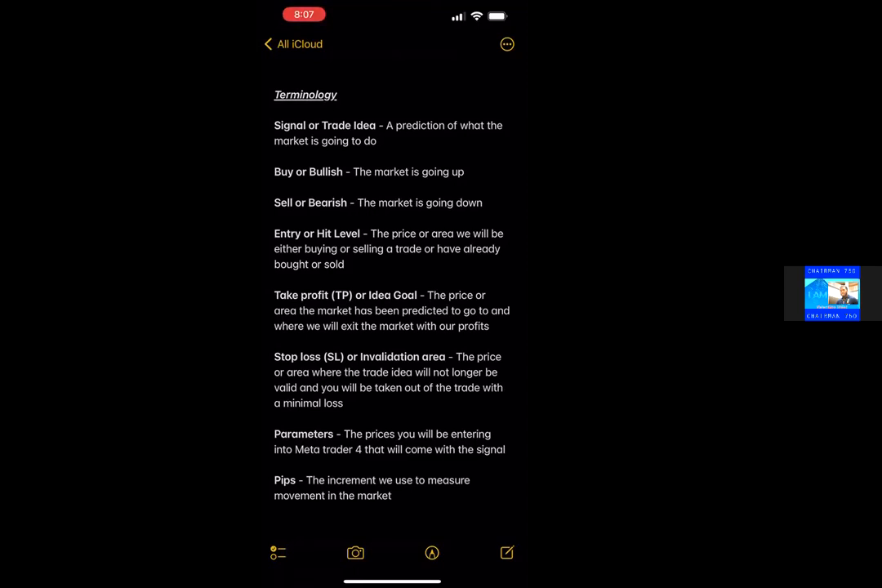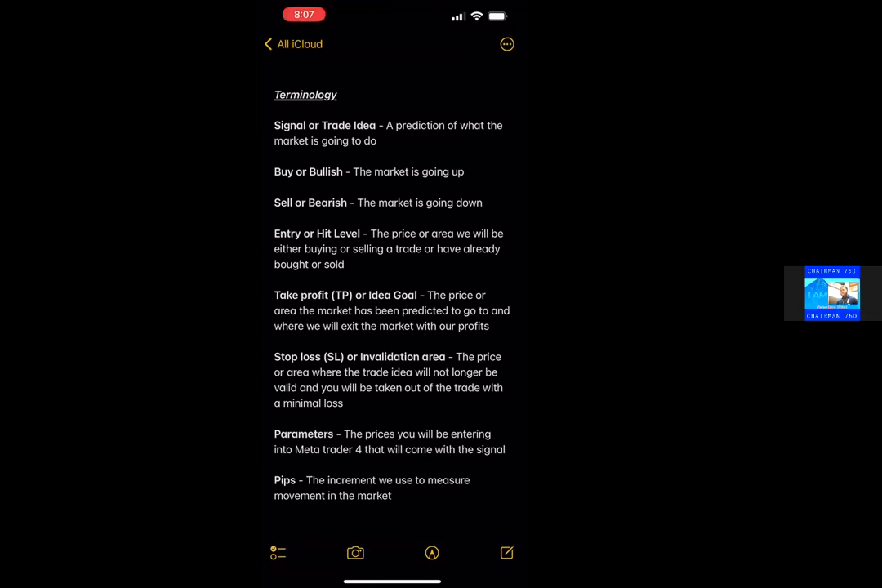All right. The next is going to be take profit. In parentheses, it says TP, just take profit for short, or idea goal. That's going to be the price or the area the market has been predicted to go to, and it's going to be where the market will take us out with our profits. All right. The next is stop loss, or SL, or invalidation area. This is the price or the area where the trade idea will no longer be valid and you will be taken out of the trade with a minimal loss.